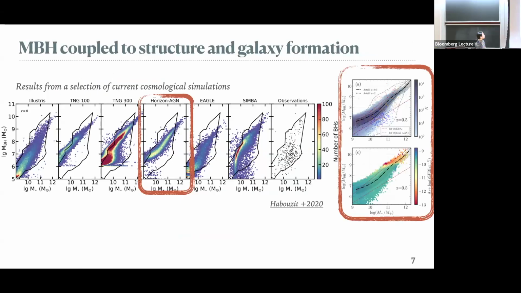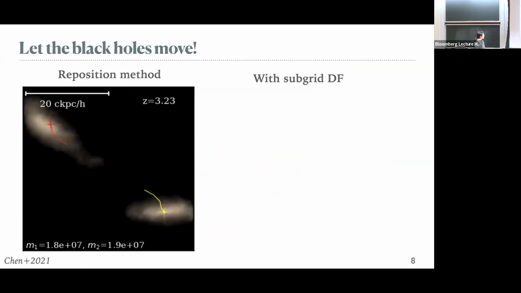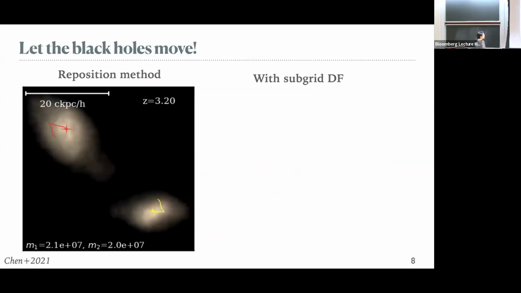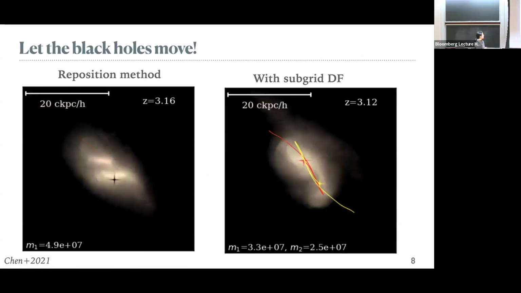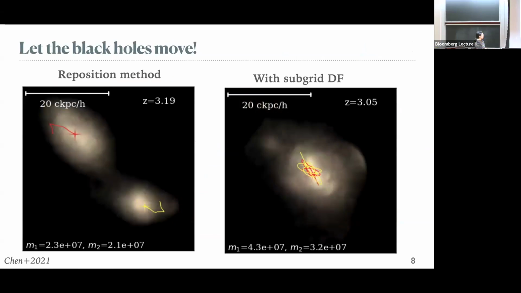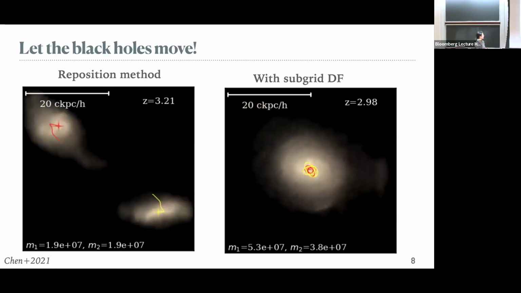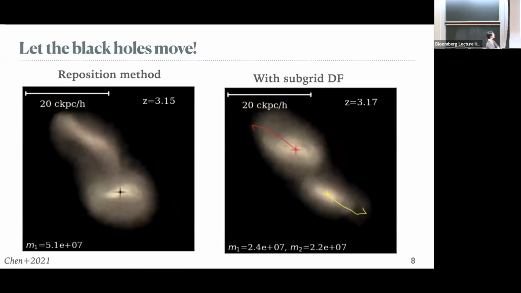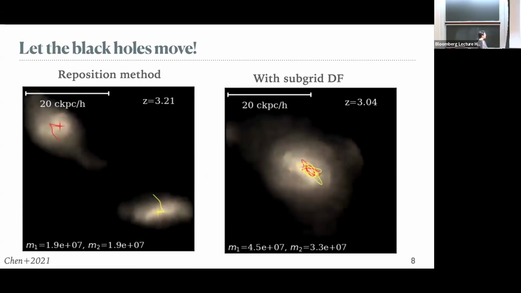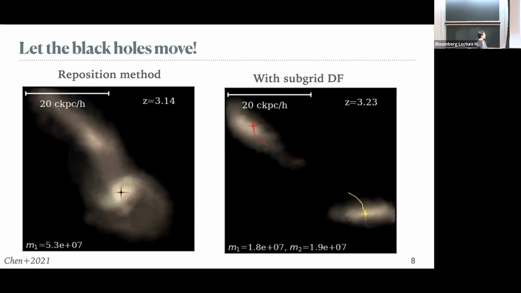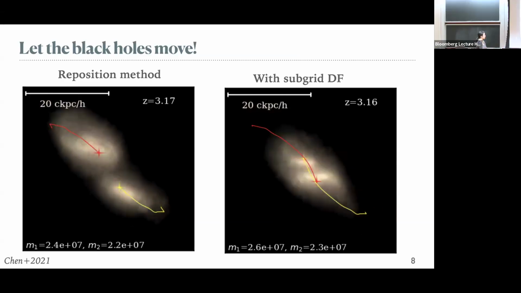And so, as I mentioned, these are the only two simulations that treat the black hole dynamics seriously. This is just a very quick illustration of what I mean when people reposition the black hole to the galaxy center. You can see here there is a galaxy merger and more of a flyby encounter, and then in the reposition scenario, the two black holes are immediately stitched together.